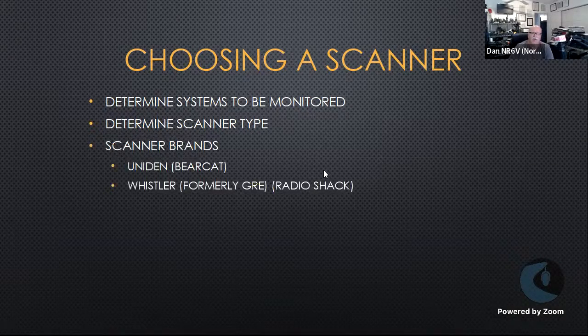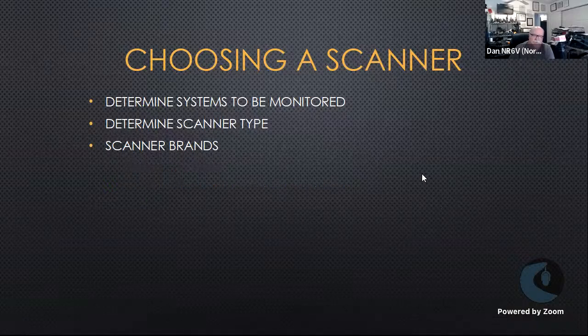In terms of scanner brands, basically there are two. There are a couple of others out there, but I'd say probably 80% or 90% of the market is either Uniden, which used to be called Bearcat before Uniden bought them, and then Whistler, which formerly was GRE. A lot of the Radio Shack scanners out there were made by GRE, although Uniden did make some models for them.